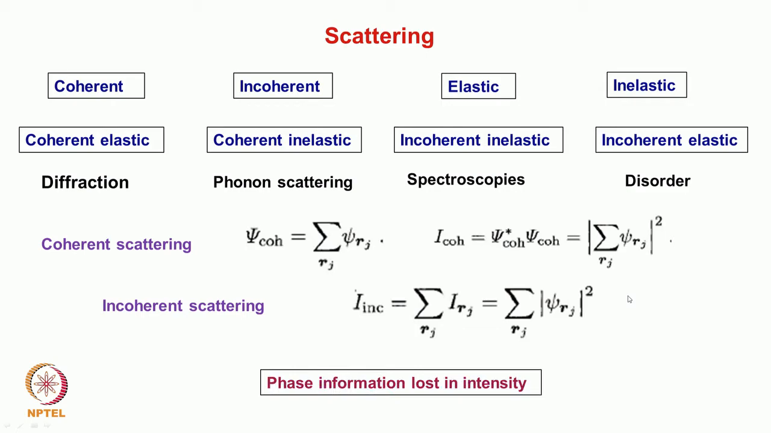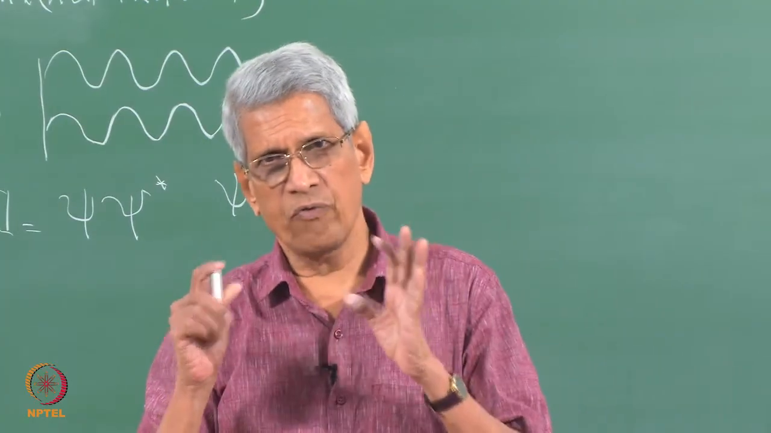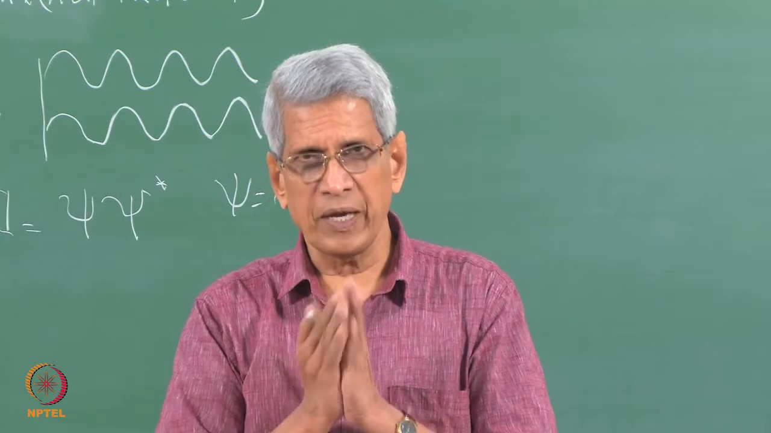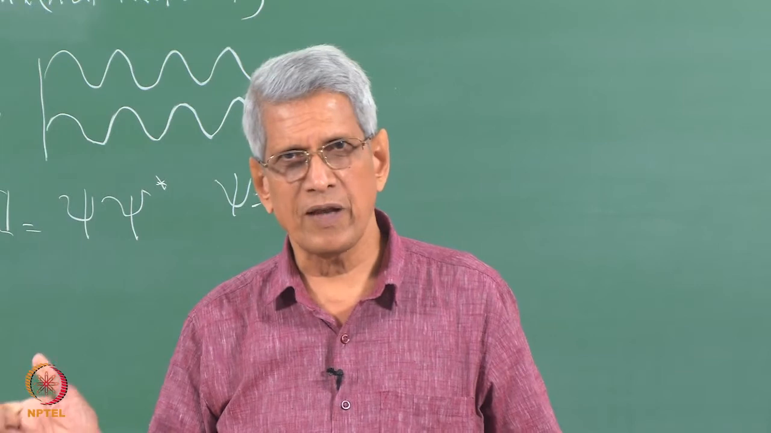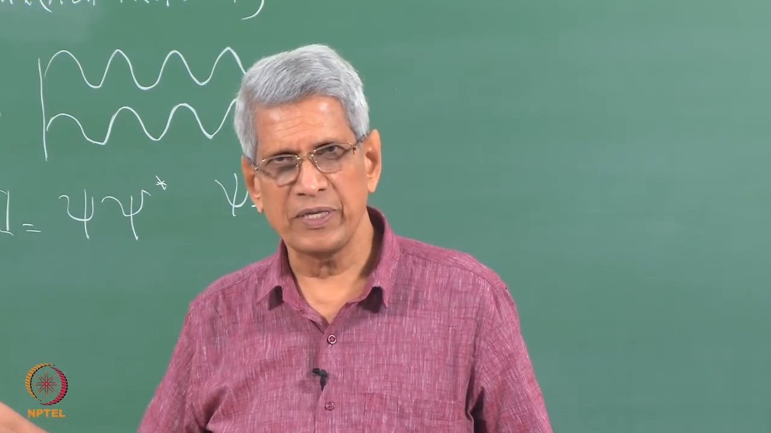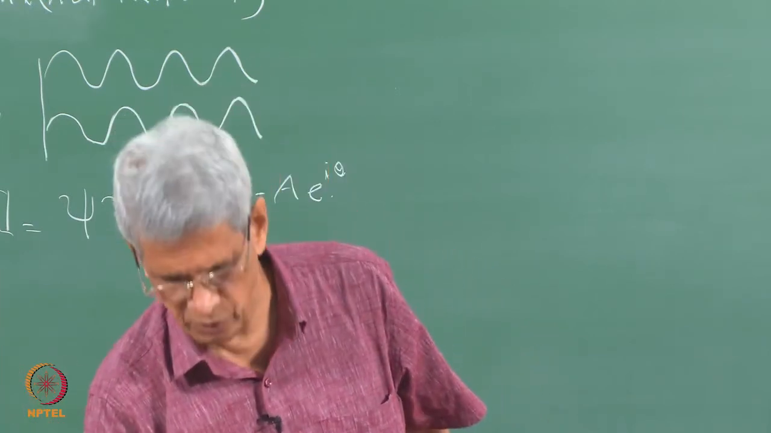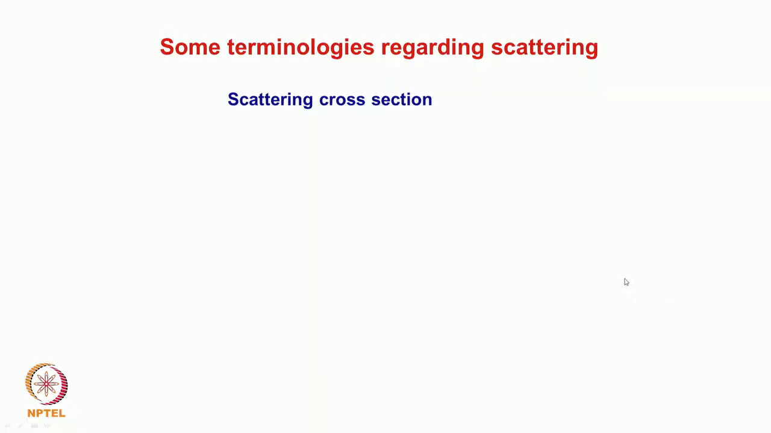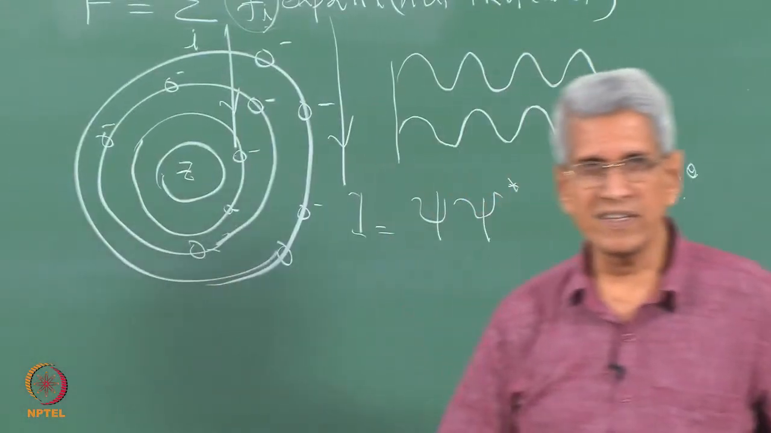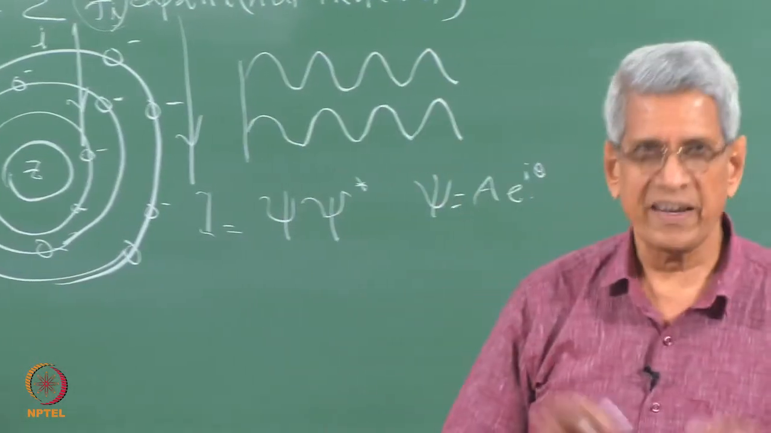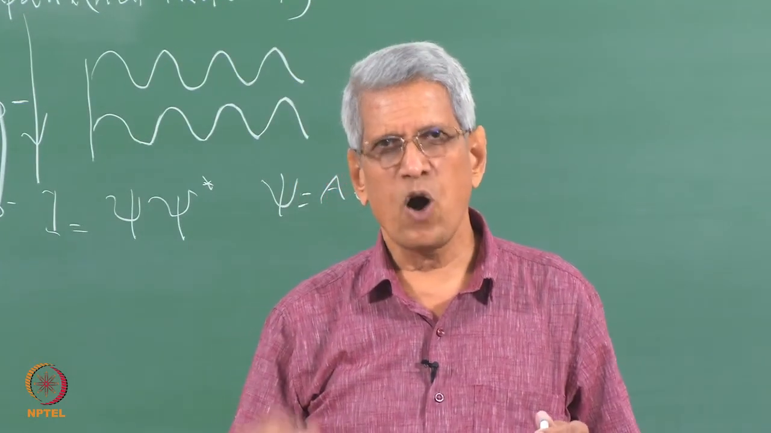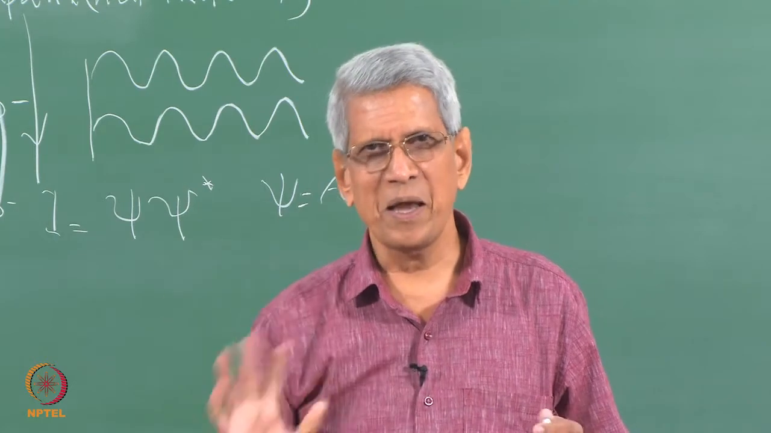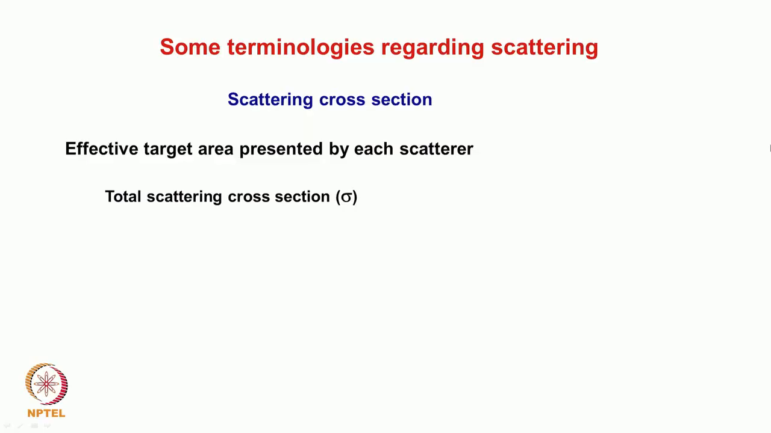But when we are finding out the intensity, because that is a measurable quantity, we find that the phase information is lost, because in a complex conjugate term, when we take the product, the phase information cancels out. Some of the terminologies are required regarding the scattering. What does this F mean? This essentially corresponds to some scattering cross section. Scattering cross section just tells how much of the incident beam is scattered in a particular direction.